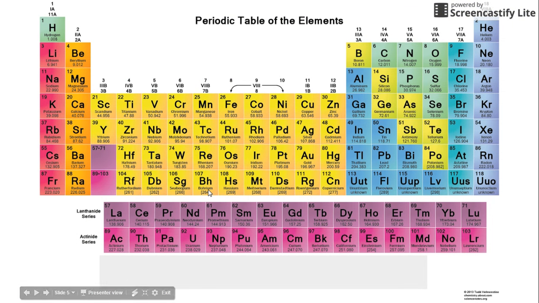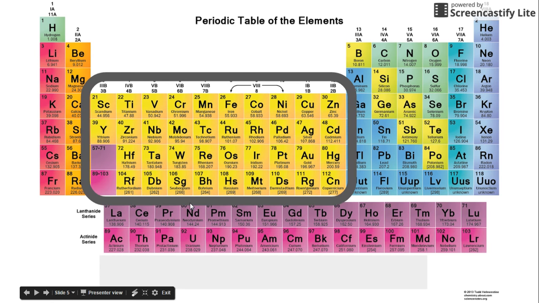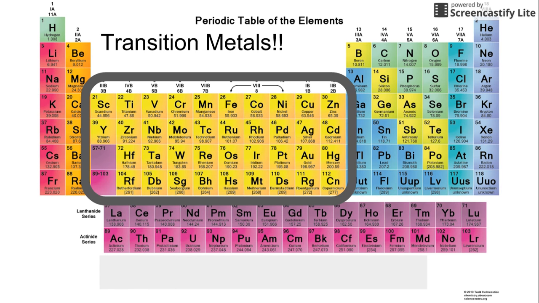Next, we're going to move on to our next group, and they are our transition metals. This is a really big group. You can go ahead and color this group in, and then we'll take some notes on it. So pause the video if you need to so you can color, and then we'll take some notes.